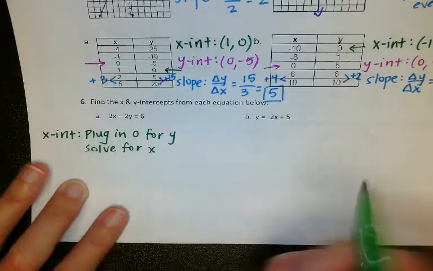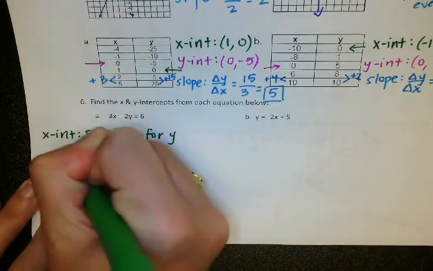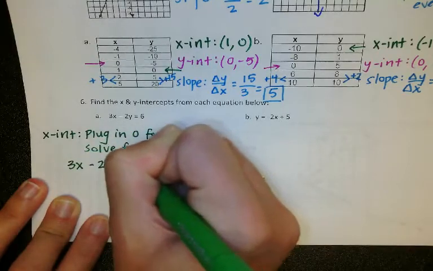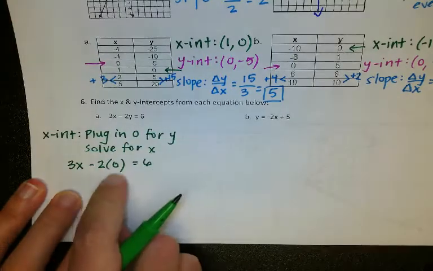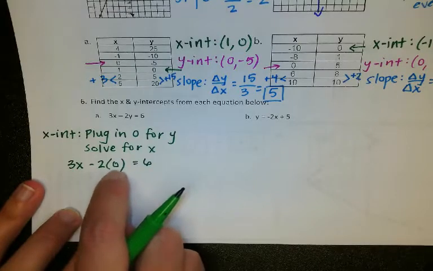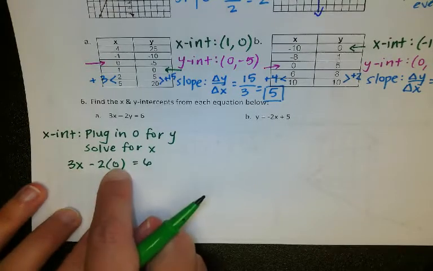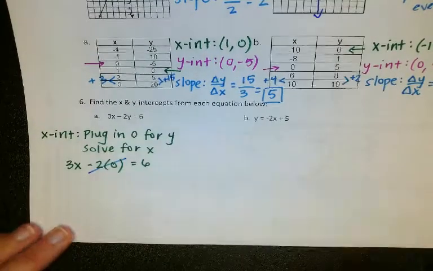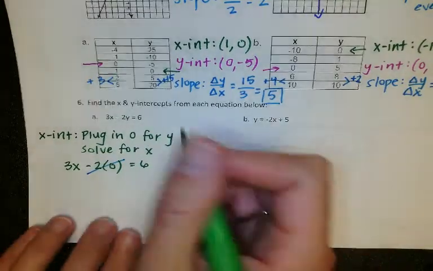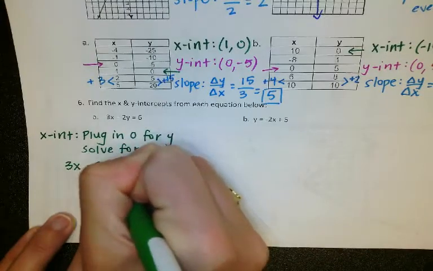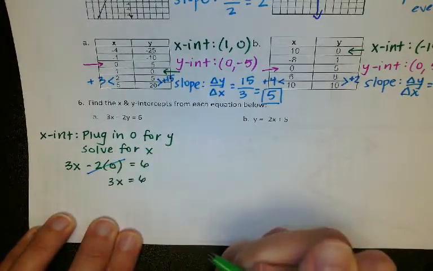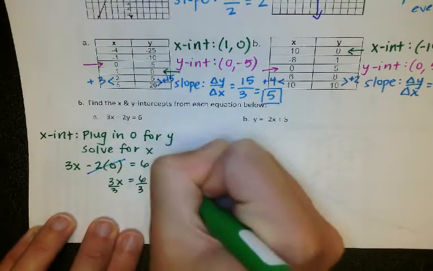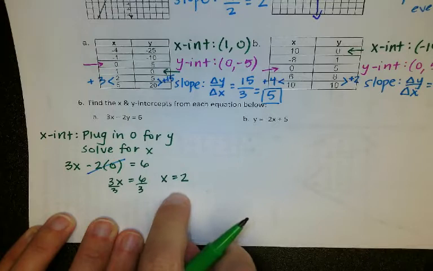So in this equation, I have 3x minus 2 times 0 equals 6. I replaced the y with 0 because I know the x-intercept has y of 0. What's 2 times 0? 0. So I'm just solving the equation 3x equals 6. And when I divide by 3 on both sides, I find that x is 2.